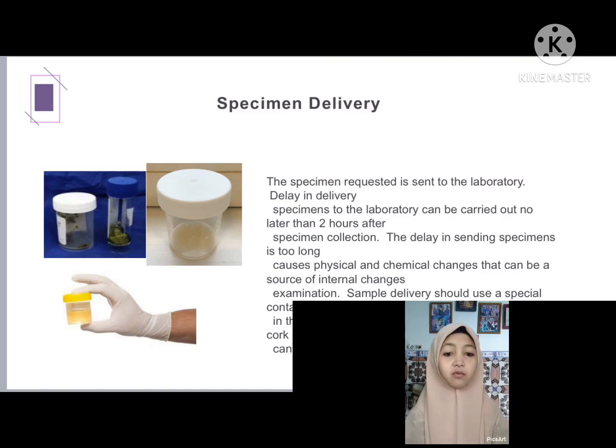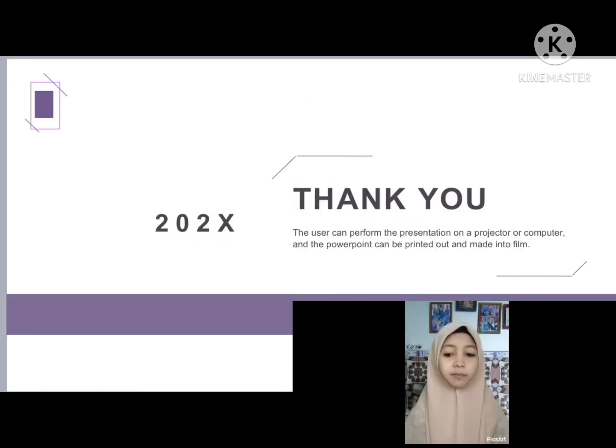Storing whole blood in the refrigerator. Specimens should be stored in a refrigerator with a temperature of 2 to 8 degrees Celsius, so that freezing does not occur.